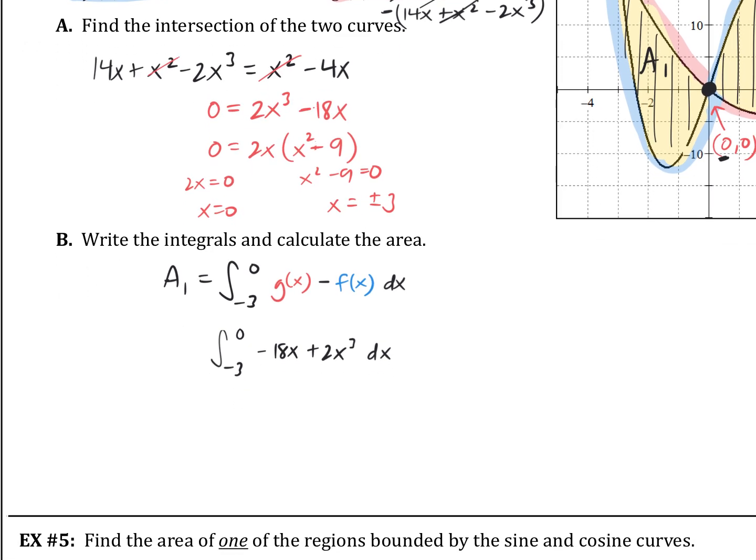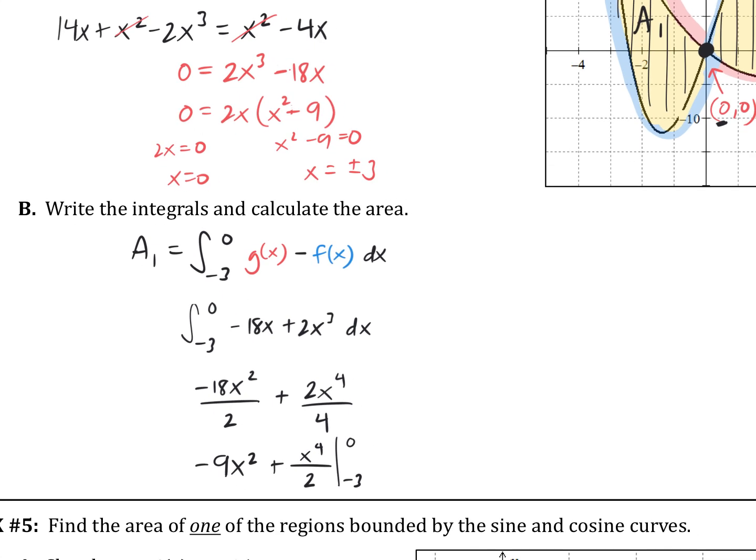When I integrate -18x, what am I going to end up with? -18x squared divided by 2. And then the next one would be 2x to the what? 4th divided by 4, okay? And I'm going to evaluate this at 0 and at -3, but I'm going to simplify it one quick time here. So this is actually -9x squared plus x to the 4th over 2. And I'm evaluating it at 0 and at -3.